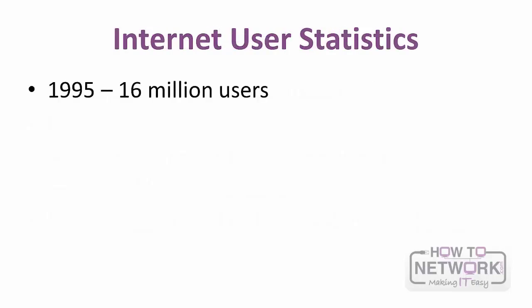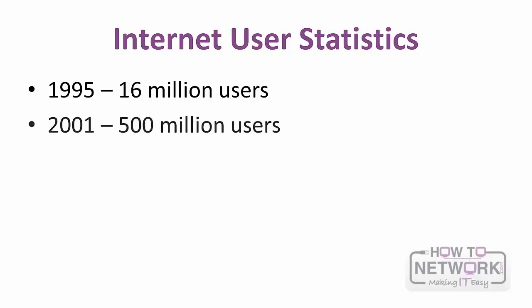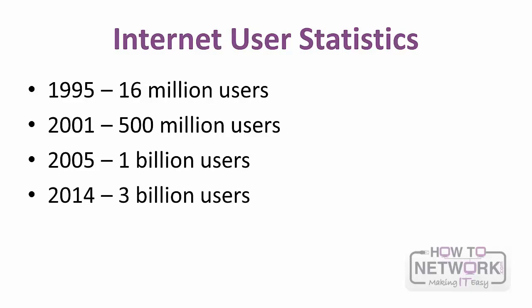From its early years until 1995, there were only 16 million Internet users worldwide, even with the advent of the World Wide Web. In 2001, the number of Internet users reached 500 million. In 2005, the number of Internet users reached 1 billion. And finally, in 2014, the number of Internet users reached 3 billion.